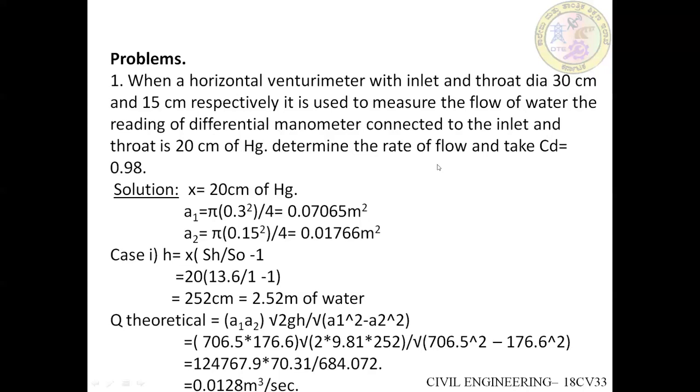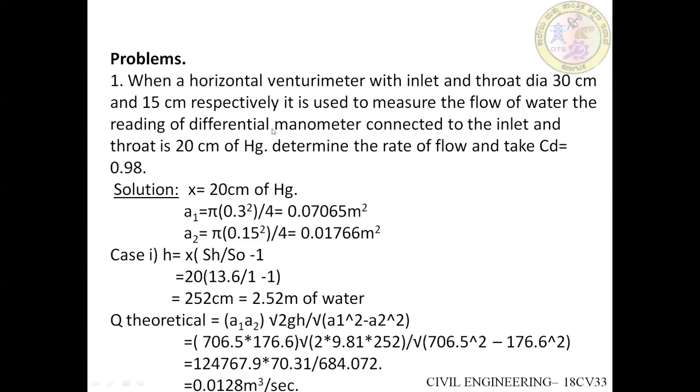Then you have to determine the Q value. CD is given, that is 0.98. So we know CD is equal to Q actual by Q theoretical. So first, you have to determine Q actual. CD value is given, so Q actual will be equal to CD into Q theoretical. So let us determine what is Q theoretical. To calculate Q theoretical, you know A1 and A2. The only unknown is the H value.